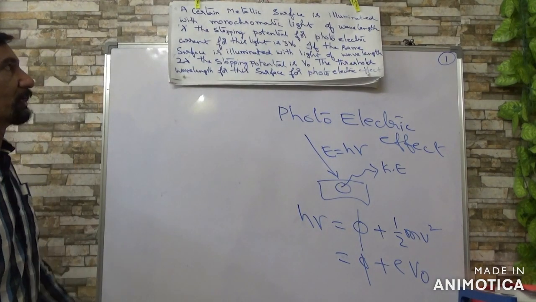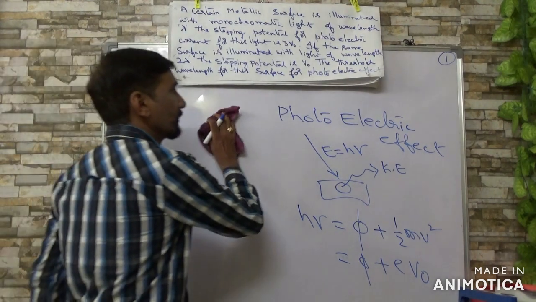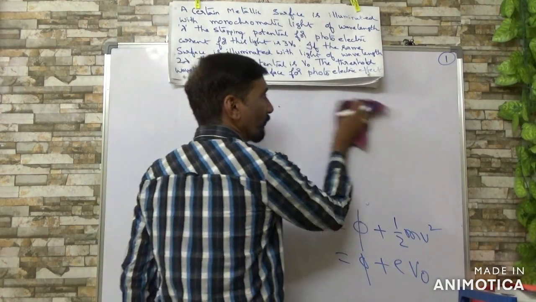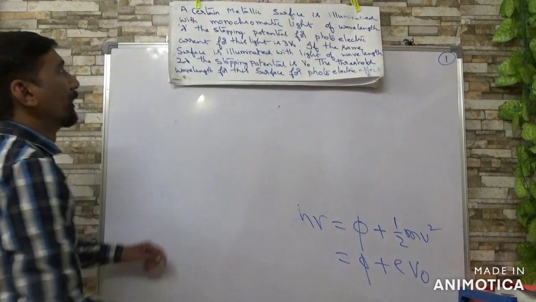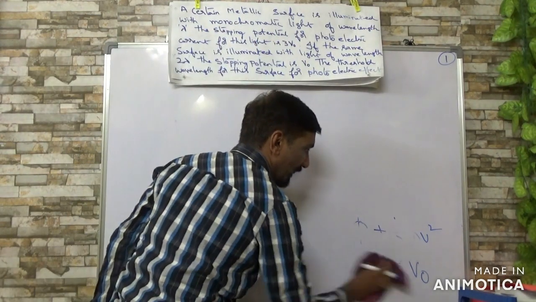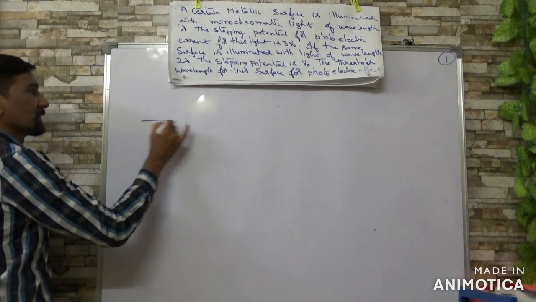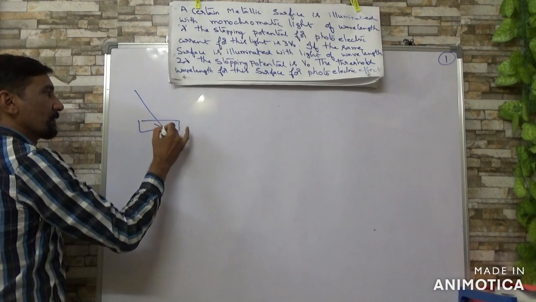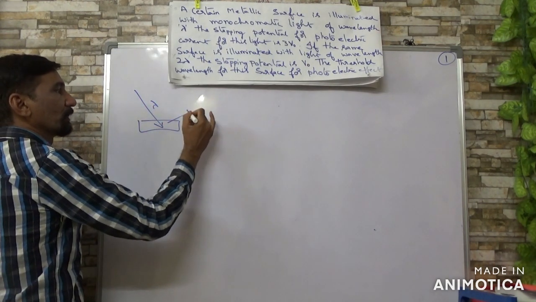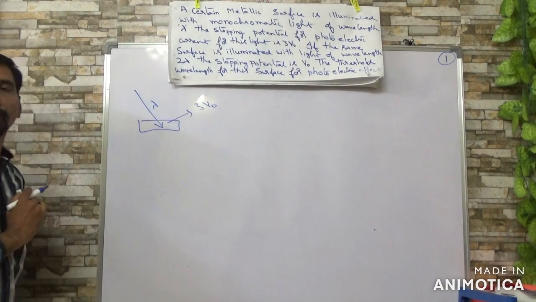So what is your given question? There is one metal plate. This metal plate is illuminated by light of wavelength lambda. So in the beginning it is illuminated by lambda wavelength. The stopping potential in the first case is 3V naught.